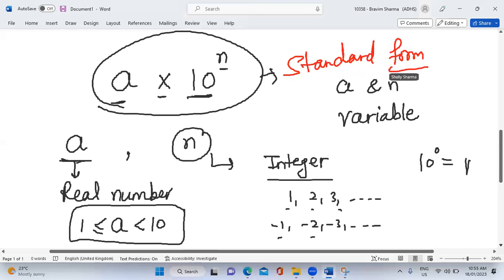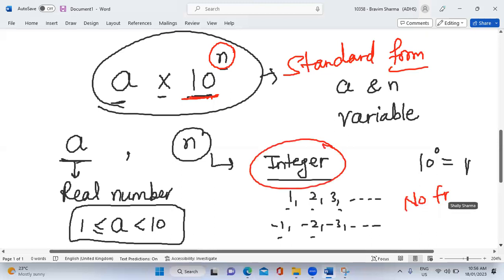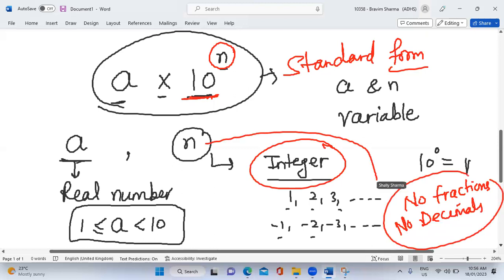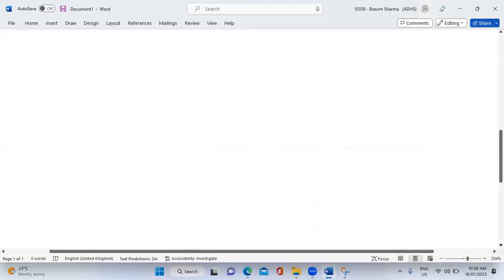Though it is used to represent a very big or very small number, for now we can represent any number as a times 10 to the power n in standard form. So 10 is fixed, n is an integer, positive or negative values, no fractions, no real numbers. When I say integer, that means no fractions, no decimals, for this n. But for a, it can be a real number, but its value should be between 1 and 10. It can be equal to 1 as well. Now let's take some examples.